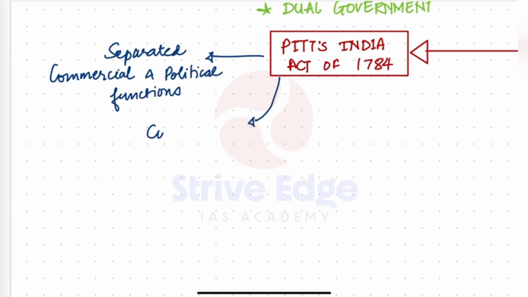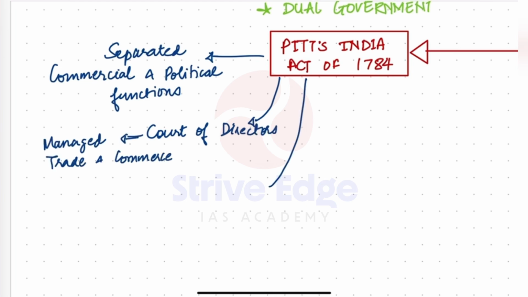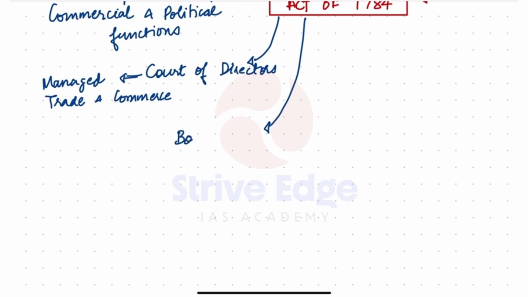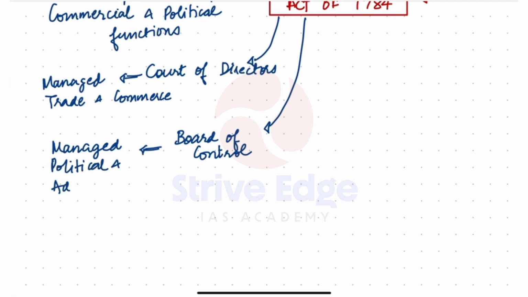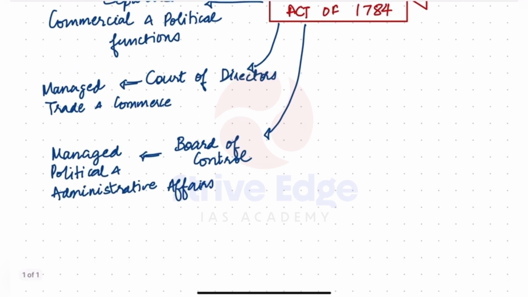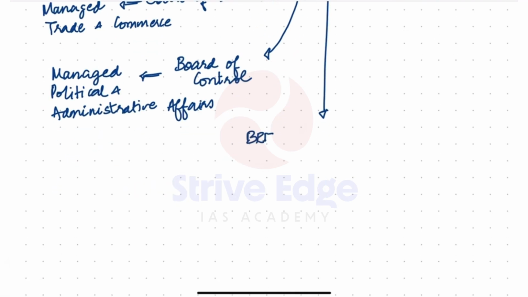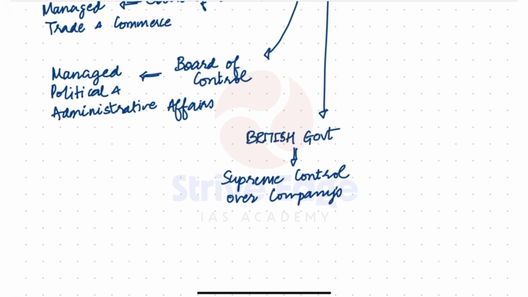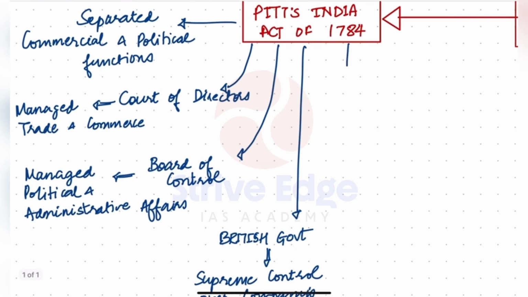The Court of Directors managed the trade and commerce, while the Board of Control managed political and administrative affairs. Hence the dual government. The British government now gained supreme control over company's administration. And for the first time, company's territories were called British possessions in India.